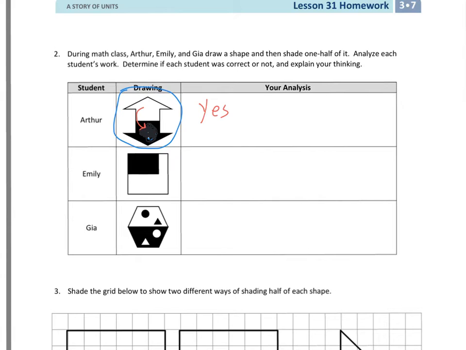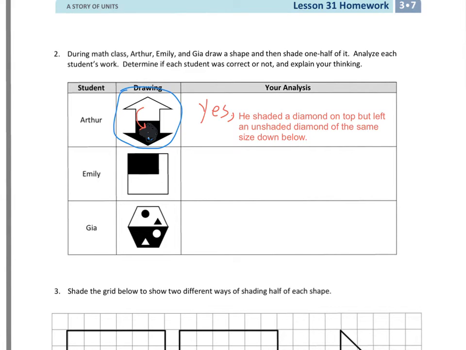And I would do the explanation that I just kind of stated there, because he shaded a diamond on top but left the same size diamond unshaded down below. And there's my answer statement right there. Now I'm going to do a similar thing for the next one.